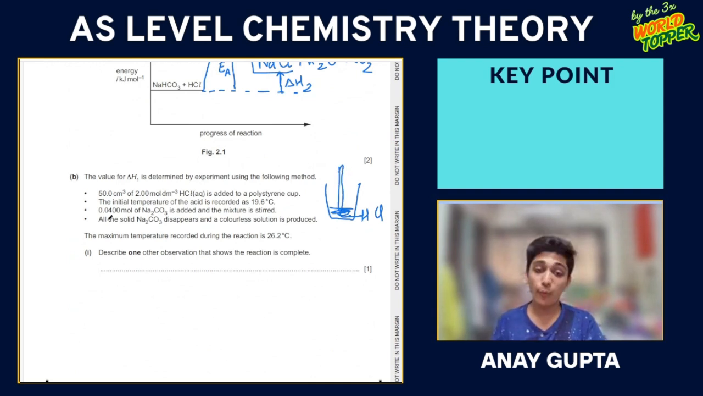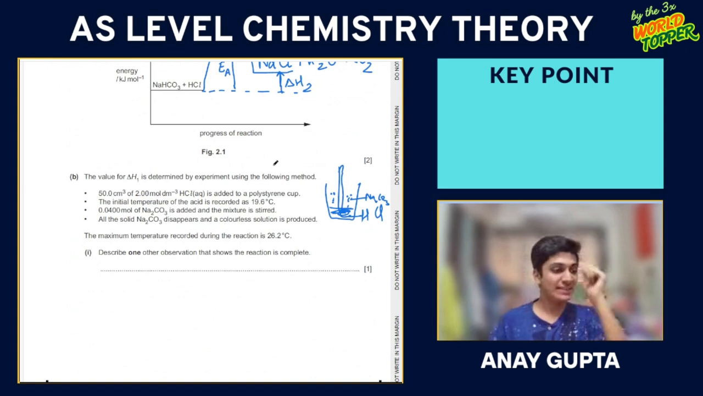0.4 moles of Na2CO3 is added to the mixture. So I have added some Na2CO3 over here. Obviously it will settle down, but just for the diagram over here, and all the solid Na2CO3 disappears and a colorless solution is produced. The maximum temperature recorded is 26.2. Describe one other observation that shows the reaction is complete.